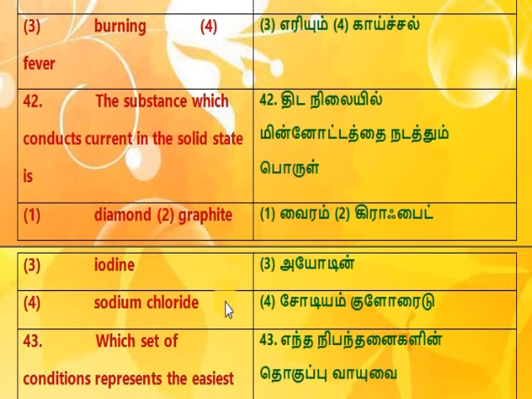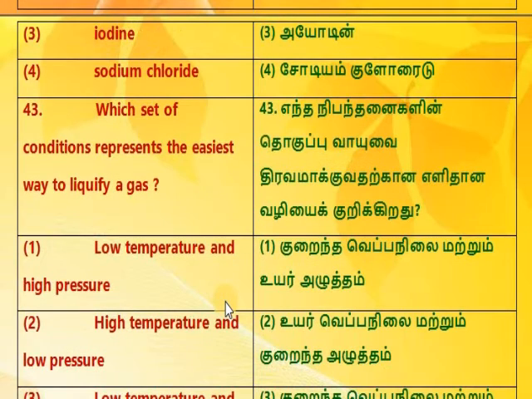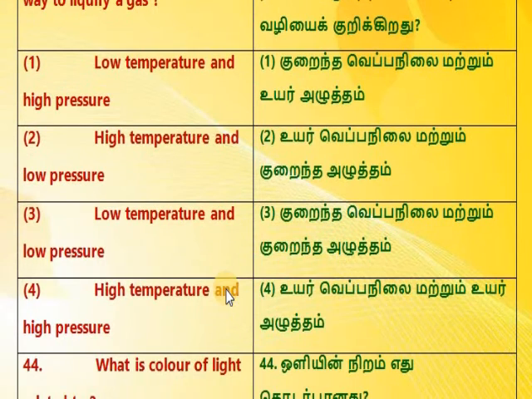1. Diamond, 2. Graphite, 3. Iodine, 4. Sodium chloride. 43. Which set of conditions represents the easiest way to liquefy a gas? 1. Low temperature and high pressure, 2. High temperature and low pressure, 3. Low temperature and low pressure, 4. High temperature and high pressure.